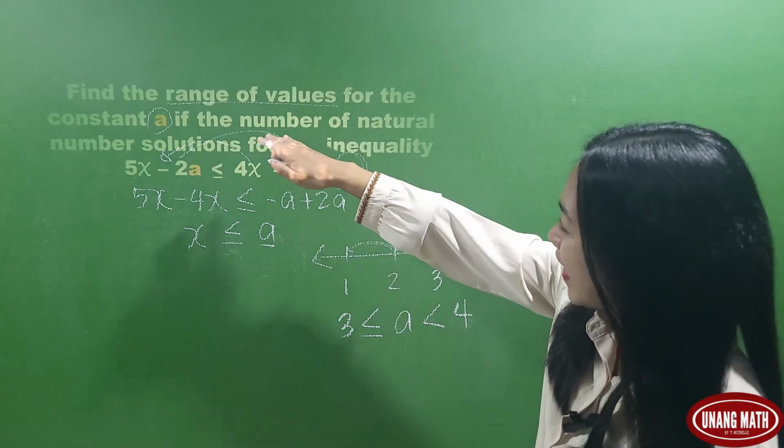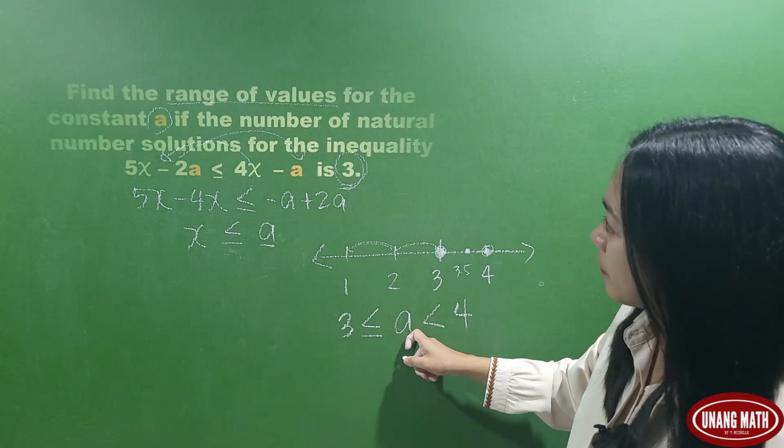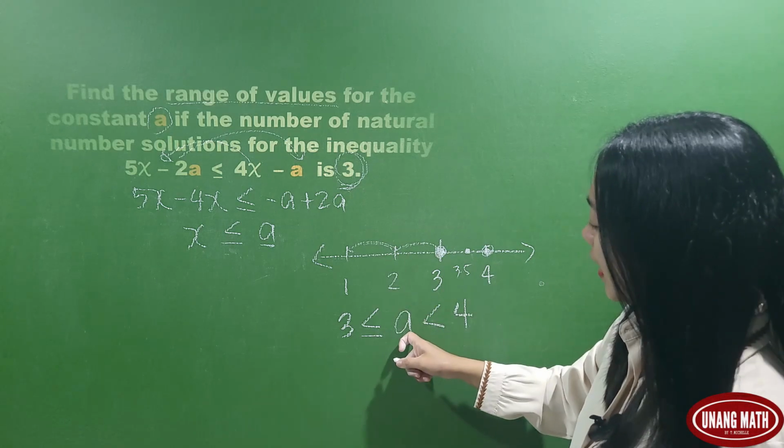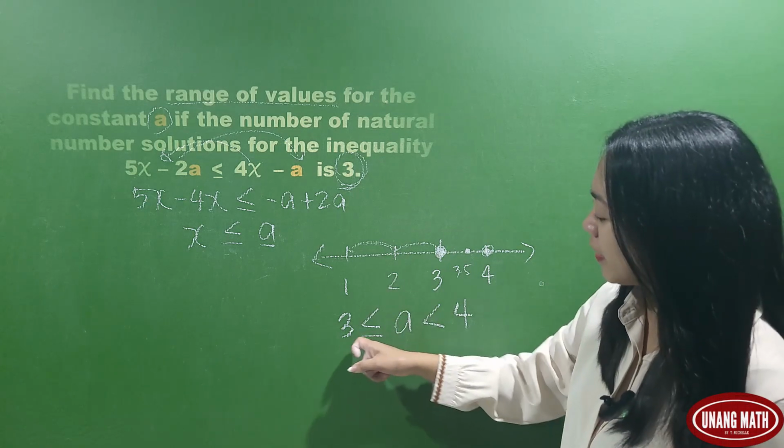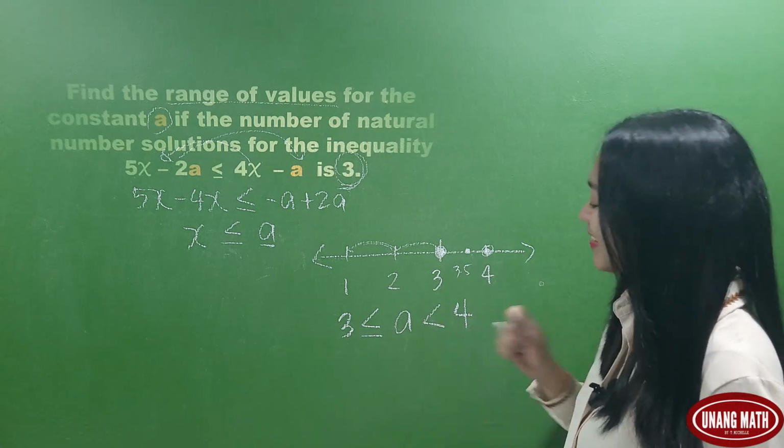So the answer to this problem is the range of values for constant a is a must be greater than or equal to 3, but less than 4.